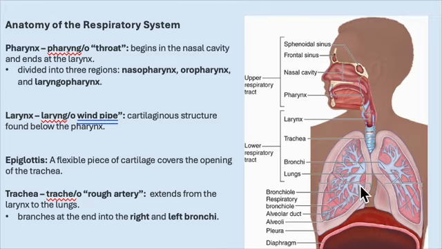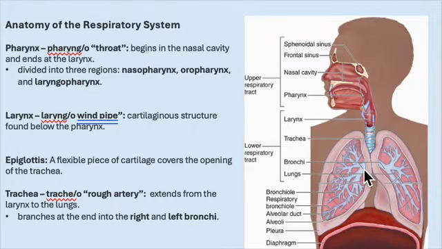So, in addition, your trachea, also referred to as the windpipe, extends from the larynx to the lungs. A branching occurs at the bottom of the trachea. We can see all of the cartilage that surrounds the trachea to provide some structural support. And the trachea branches into the right and left bronchi.